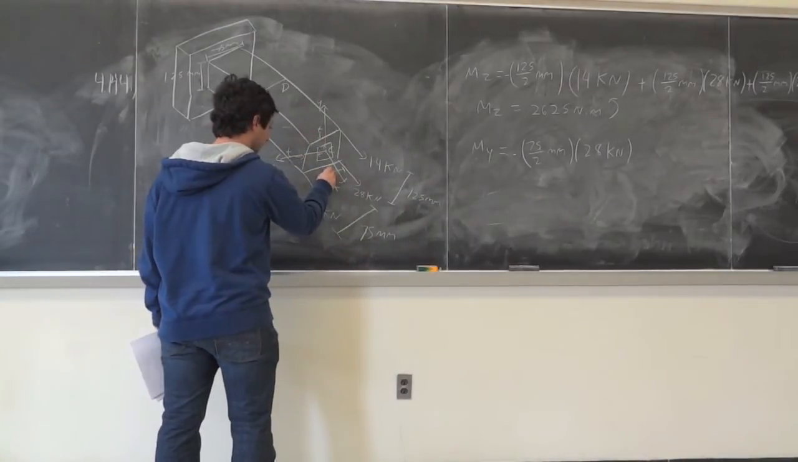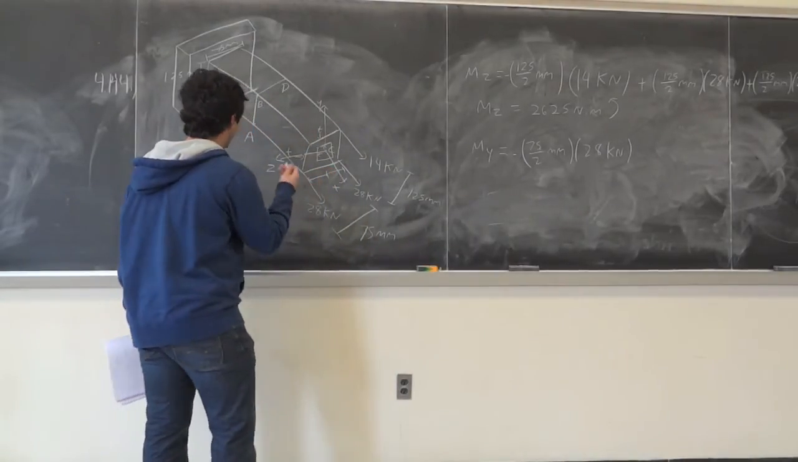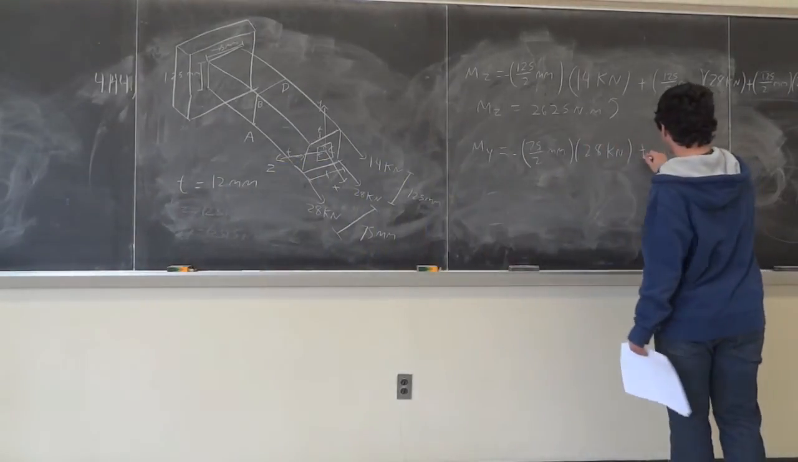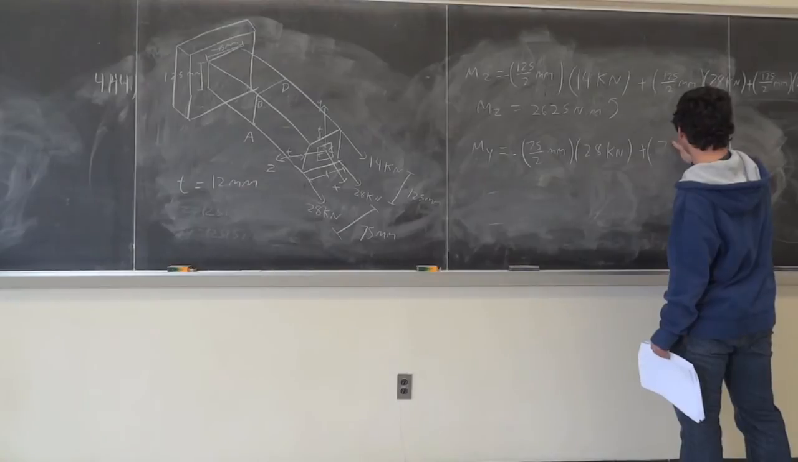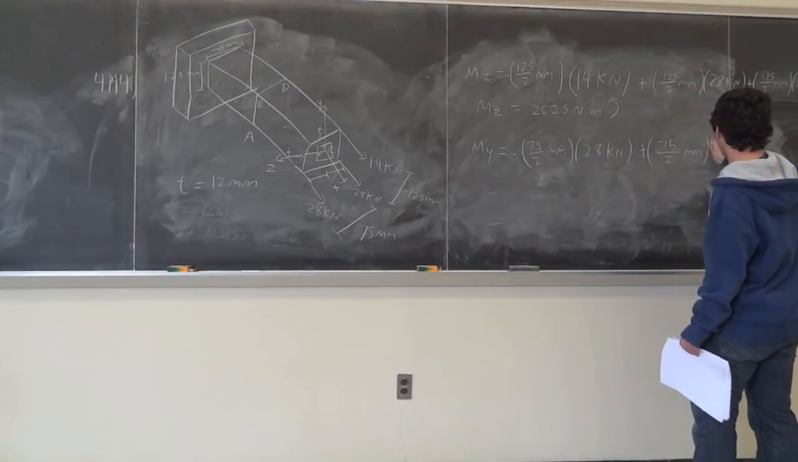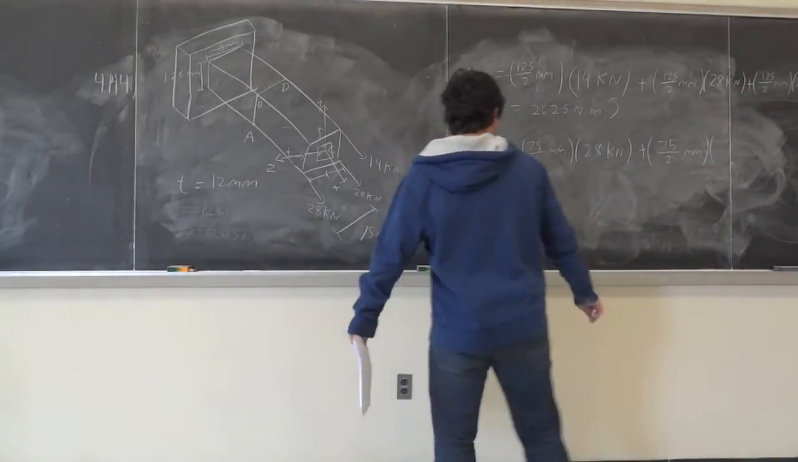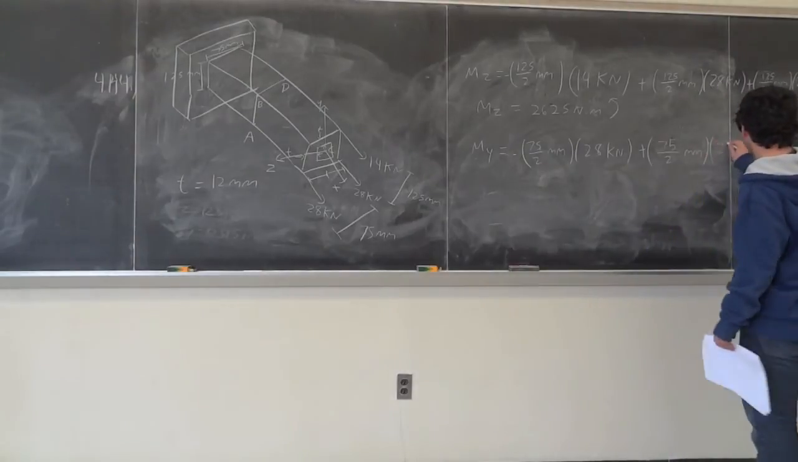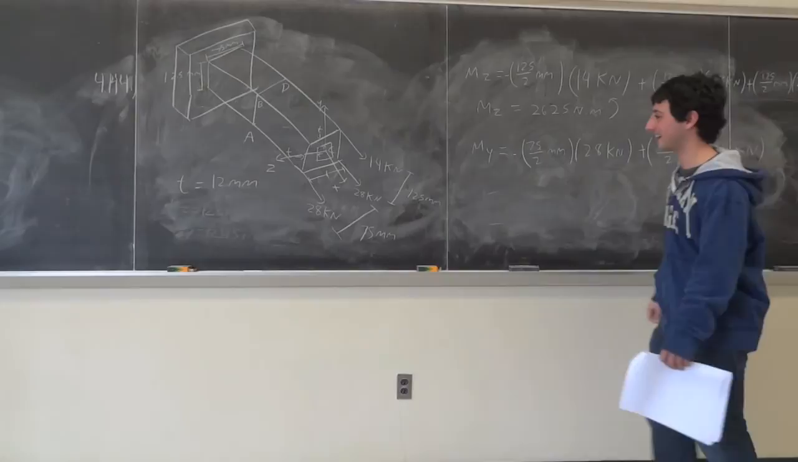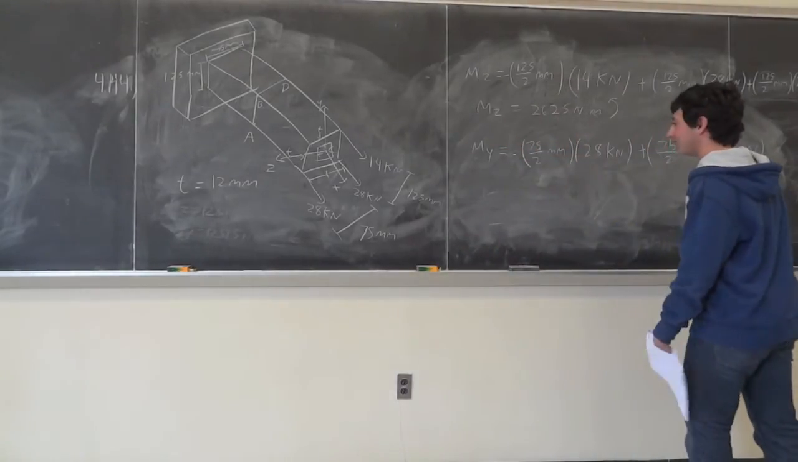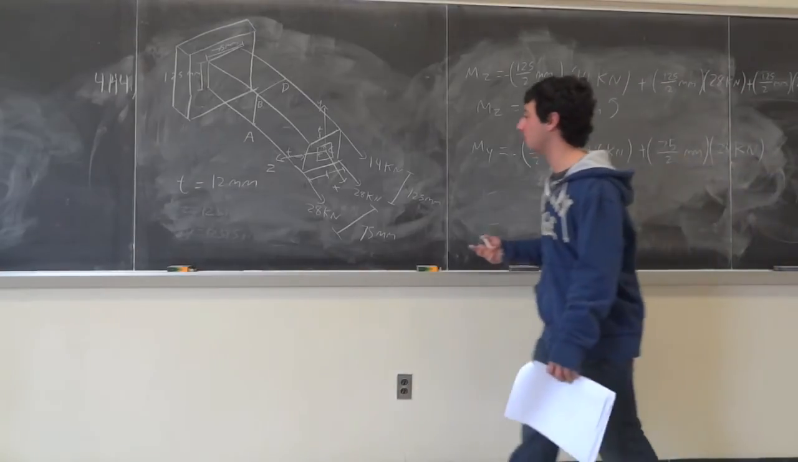So you have this distance from here to here, which is just half of 75, multiplied by 28. So it's plus 75 over 2 millimeters multiplied by, I'm going to get another piece of chalk, 28. Sorry, I've got to learn how to not make this chalk squeak. Okay. Alright, so these cancel, and then you have one more force.